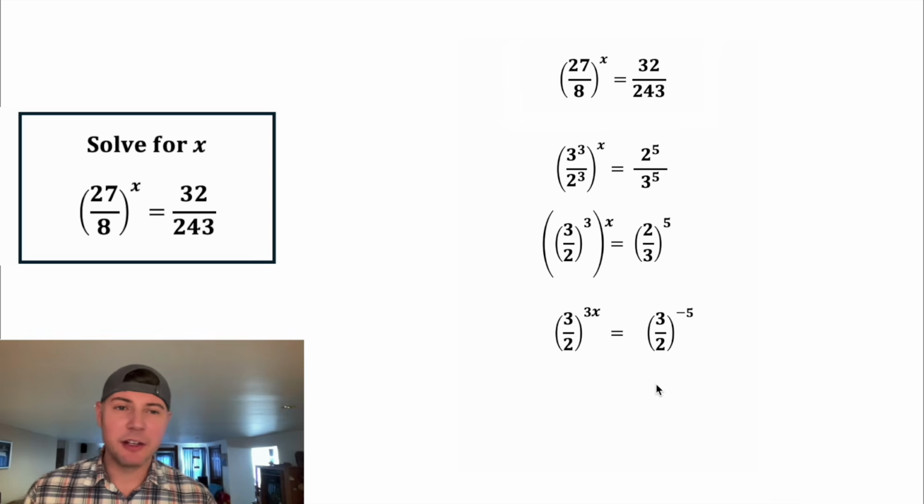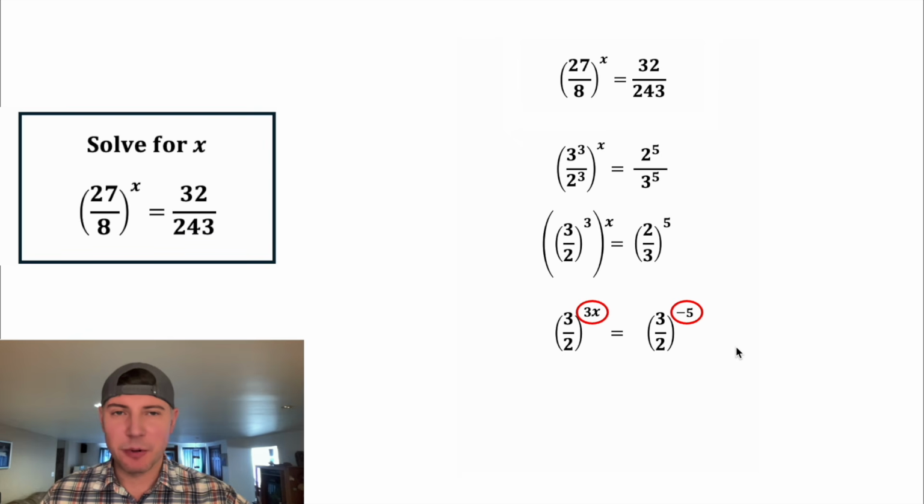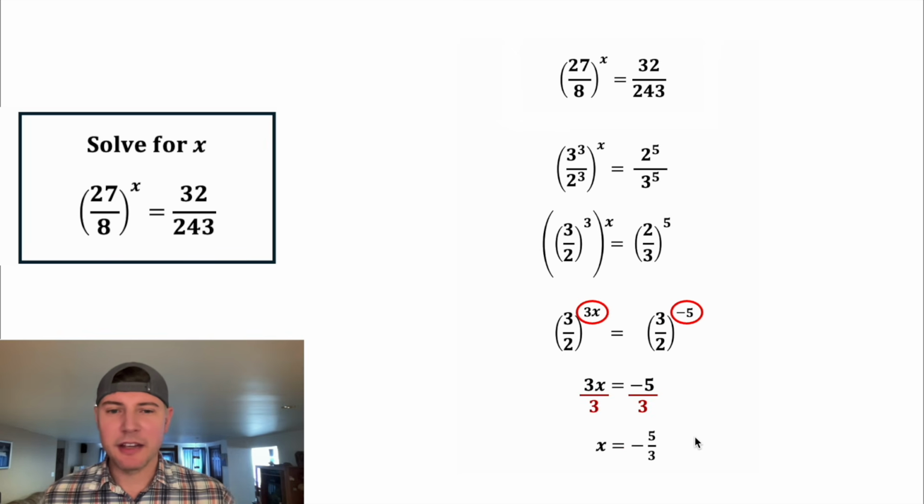Since the bases are not equal to negative 1, 0, or 1, this can only be true if these exponents are equal to each other. Or in other words, 3x equals negative 5. Now to solve for x, we can divide both sides of the equation by 3, and we get x is equal to negative 5/3. This is the answer to our question. Let's put a box around it.